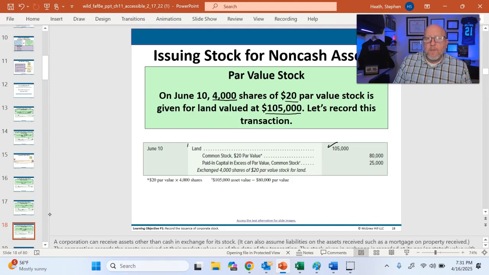And so step two, right? Step two is 4,000 shares times $20. I'm coming up with $80,000. And then the value of the land was 105. The par value was 80. And therefore everything in excess of par value, step three, goes into that other bucket of equity.